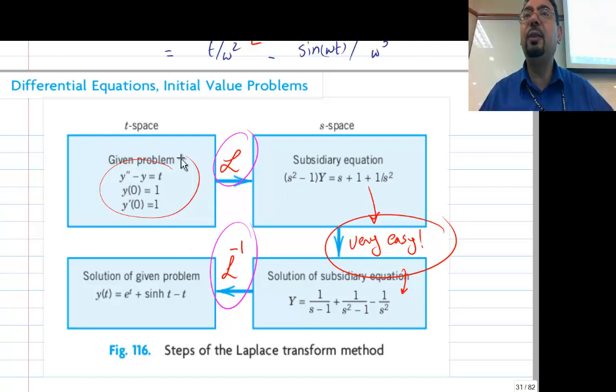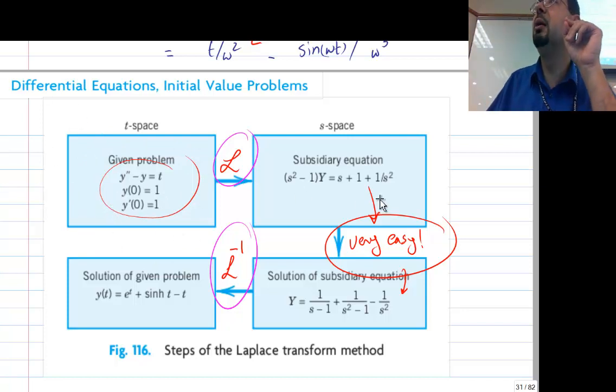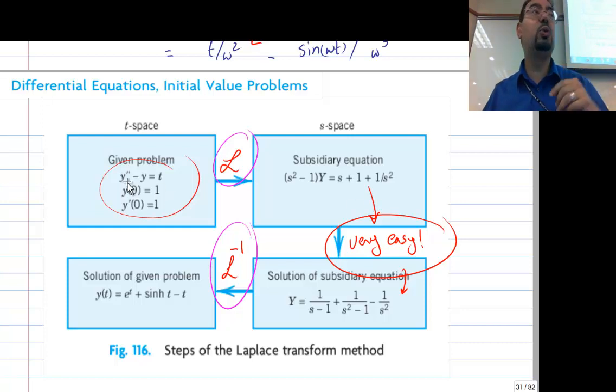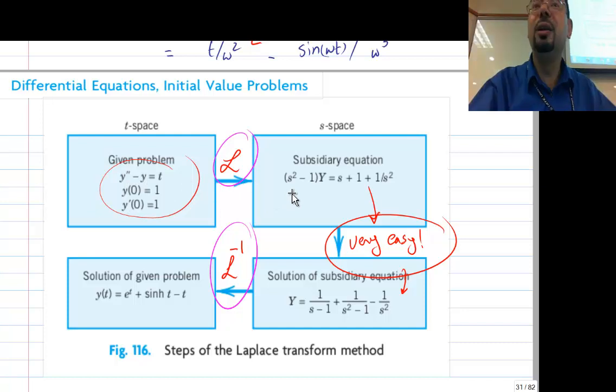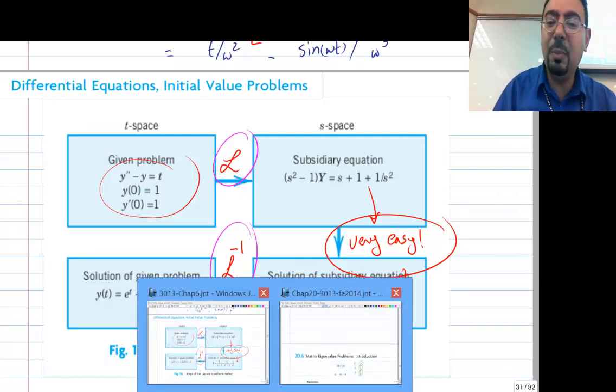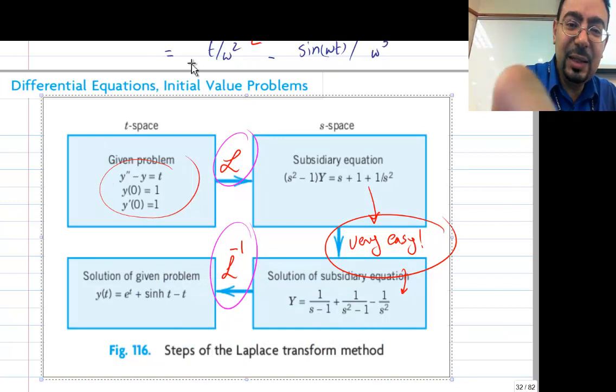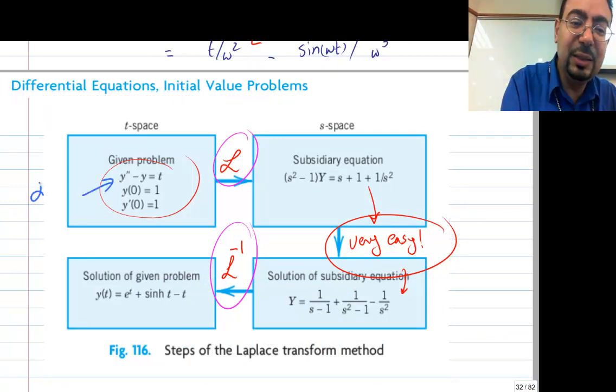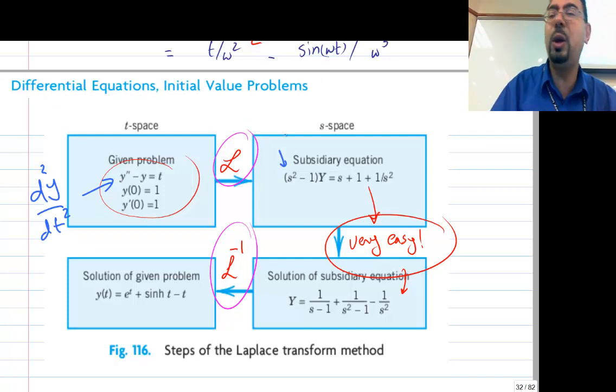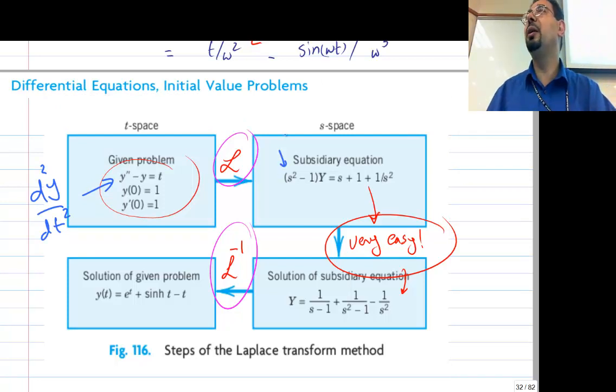The point is basically you take those differential equations and turn them into the S domain. Now you realize that all those second order, third order, what will happen? The differentiation becomes multiplication. The second order, d2y by dt squared, simply becomes s squared of y.